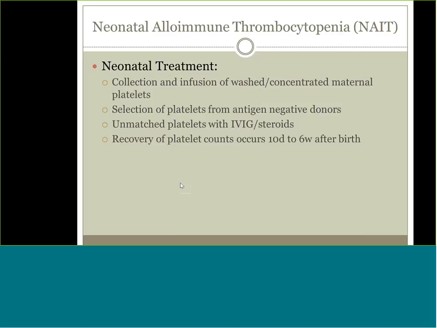Once the baby is born, we have several options as to how to transfuse this child. We can collect and infuse washed or concentrated maternal platelets. So if mom is unaffected and she has a robust platelet count post-delivery, we can actually freeze her down in the donor center here and have those platelets available for you later in the day. You do want to concentrate them because her plasma, which is what the platelets exist in, does have that antibody. But her platelets we know are antigen negative, so they're probably one of the safest things we can give.